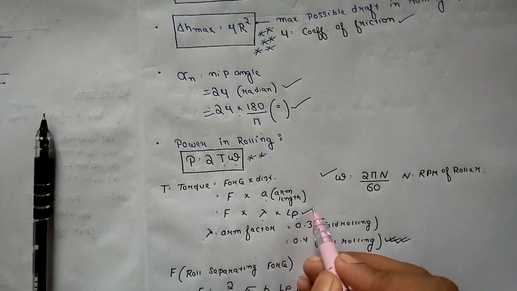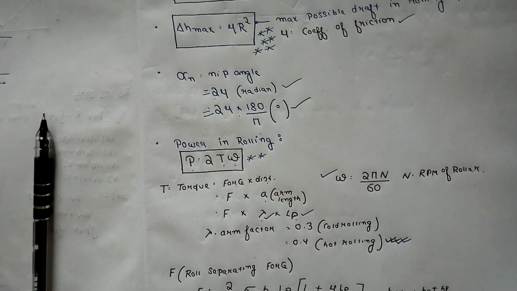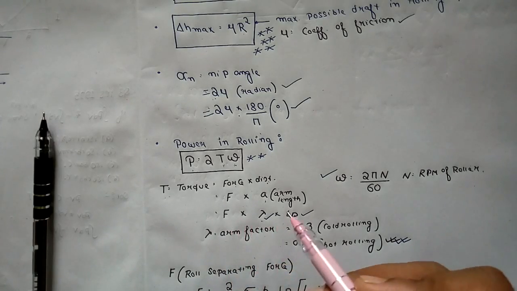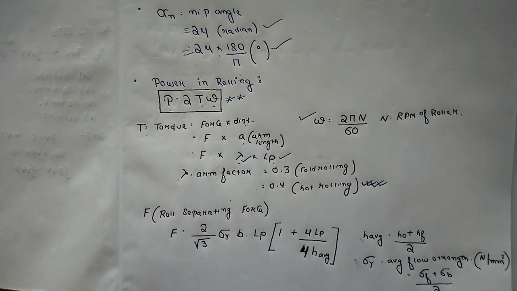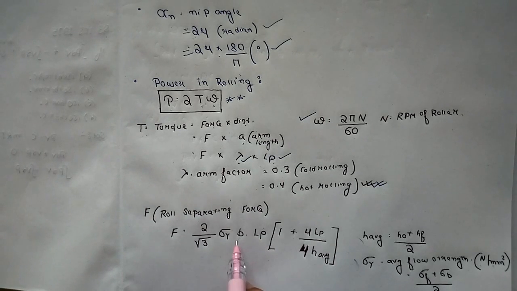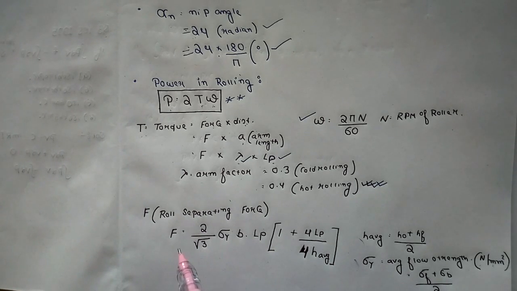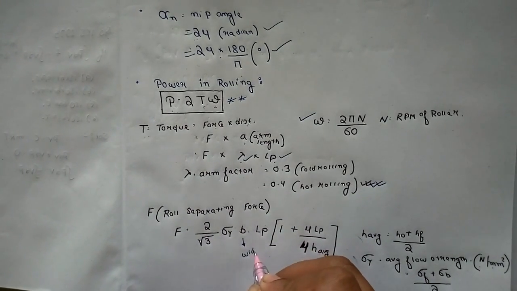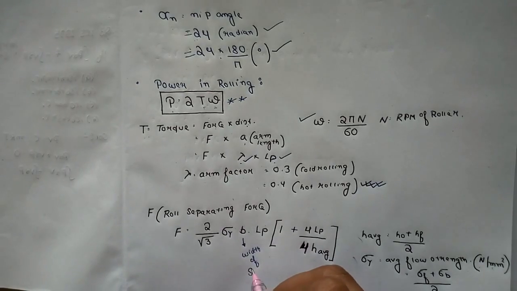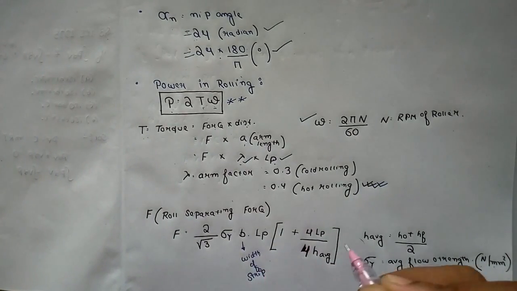So this is known, and you can also find it. And F is the roll separating force. So you have to remember how to find the roll separating force. It is simply F equals 2 by root 3 into sigma y, where sigma y is the average flow strength, with units of Newton per millimeter square or meter square, and B is the width of the strip. It will generally be given in the question.